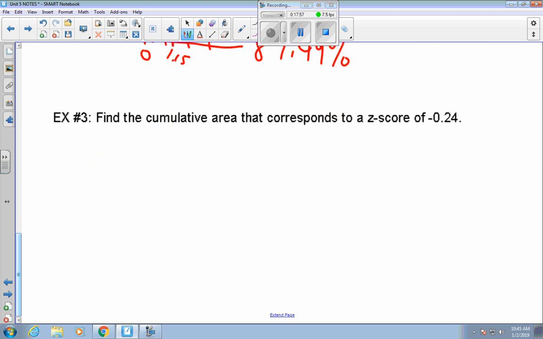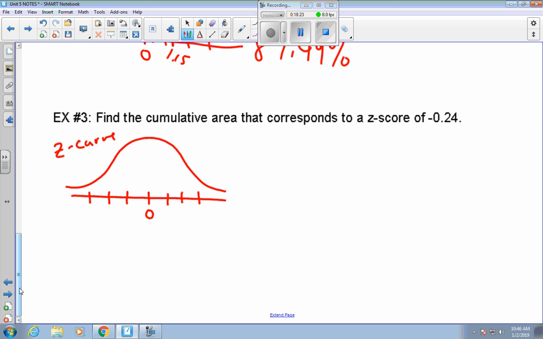All right. Example 3, the cumulative area that corresponds to a z-score of negative 0.24. It is always helpful to draw a curve. And again, this is a z-curve. 0 is always in the middle. 1, 2, 3 standard deviations below and 3 standard deviations above. Negative 0.24 is approximately here. And so I'm talking about cumulative area, so it's area to the left.